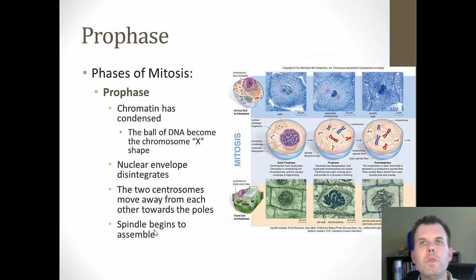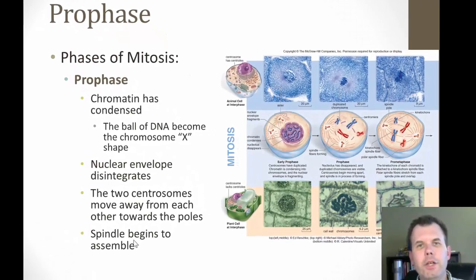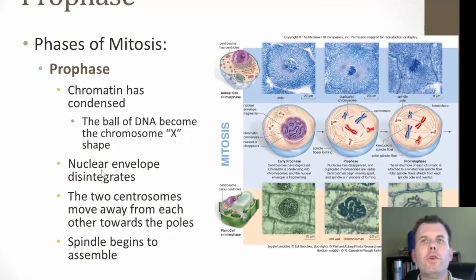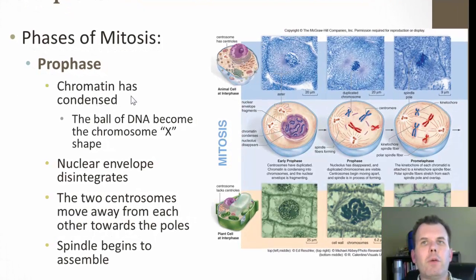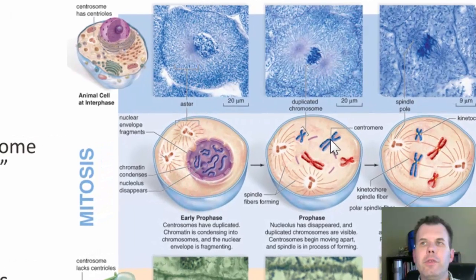Okay, so let's look at the phases of mitosis. The first phase of mitosis, once the cell is ready to go, so we say, okay cell, you're ready to divide now. You've met the criteria of growing big enough, you duplicated your DNA, and you're ready to go. The first phase is called prophase. Again, the chromatin, that big ball of DNA, condenses into the individual chromosomes. You can see that here. That ball of DNA becomes the X shape that we see.